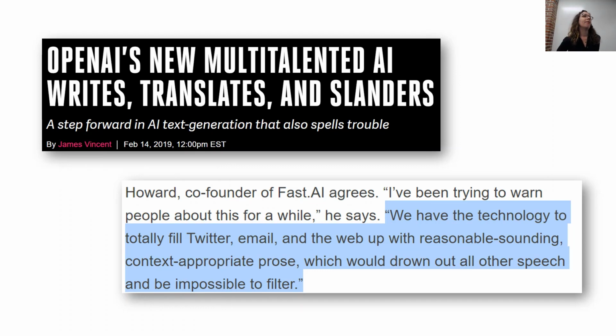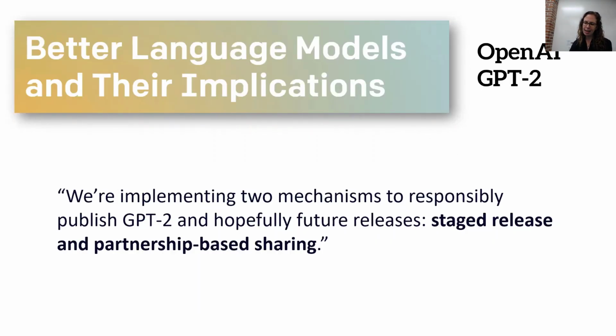When OpenAI released GPT-2, the language model that wrote the unicorn story, in February, they did not release the weights or the full model in their paper. There was an article on it, and Jeremy was quoted in The Verge: "We have the technology to totally fill Twitter, email, and the web up with reasonable sounding, context-appropriate prose, which would drown out all other speech and be impossible to filter." I think that's very scary and a good articulation of the risk we're facing.